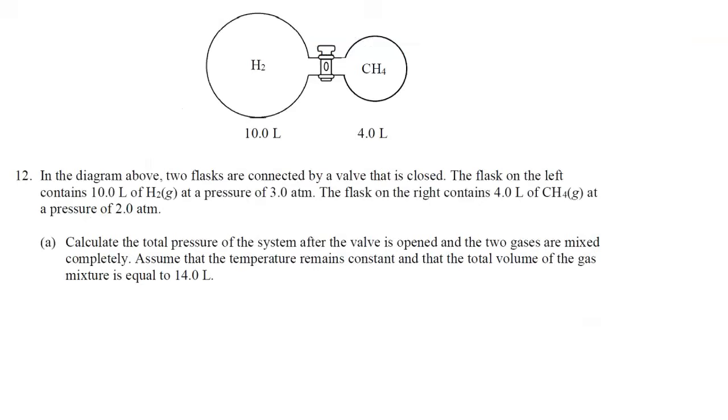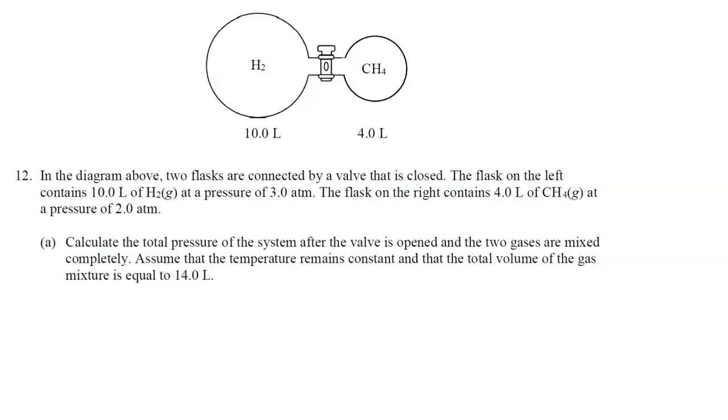Now, let's take a look at question 12. In question 12, it says, in the diagram above, two flasks are connected by a valve that is closed. The flask on the left contains 10 liters of hydrogen gas at a pressure of 3 atmospheres. The flask on the right contains 4 liters of methane gas, or CH4, at a pressure of 2 atmospheres.